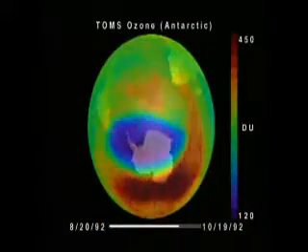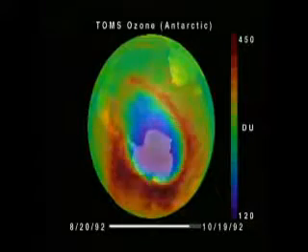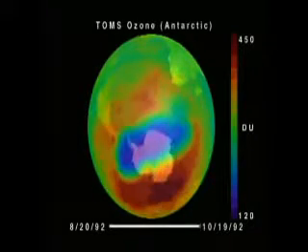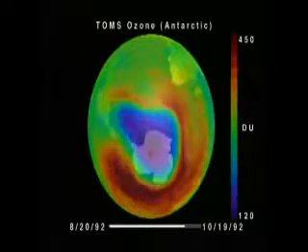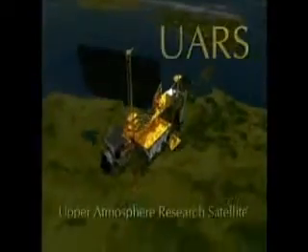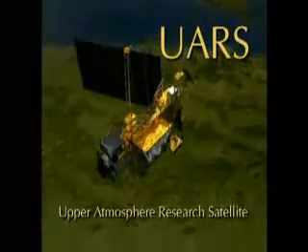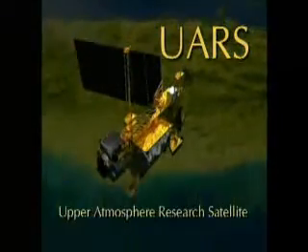Why is the ozone changing? Although the appearance of the Antarctic ozone hole was surprising, scientists had been predicting significant changes in the ozone layer since the 1970s. In response to mounting public concern, NASA began construction of the first satellite dedicated entirely to understanding the chemistry and dynamics of the ozone layer. Launched in 1991, this satellite is called the Upper Atmosphere Research Satellite, UARS.